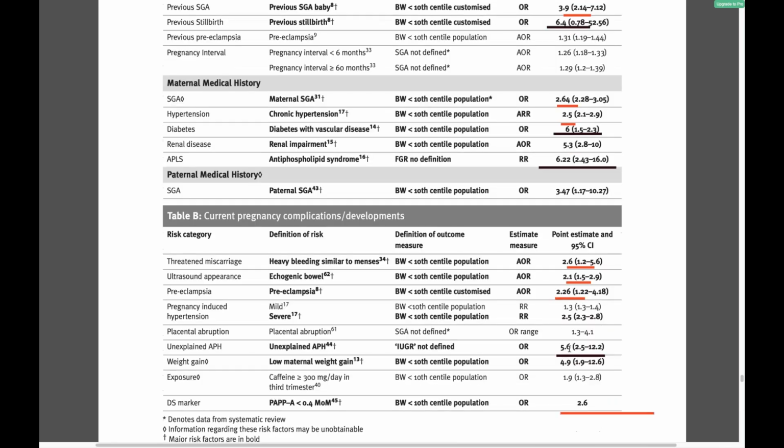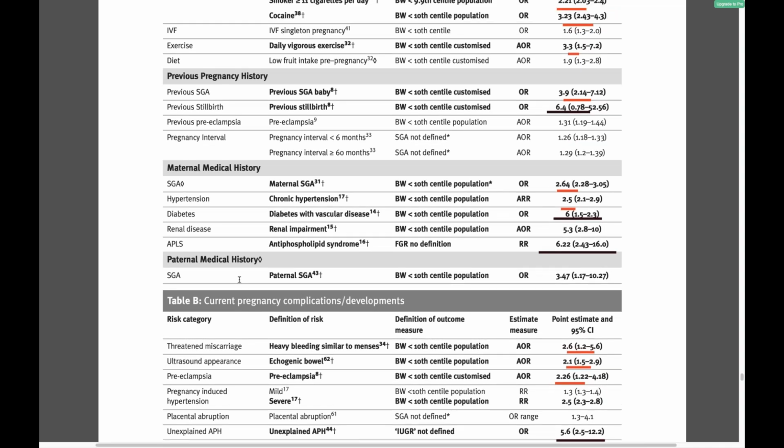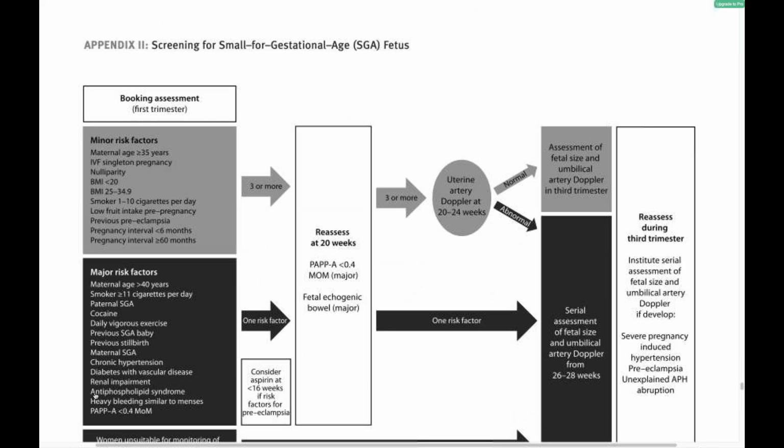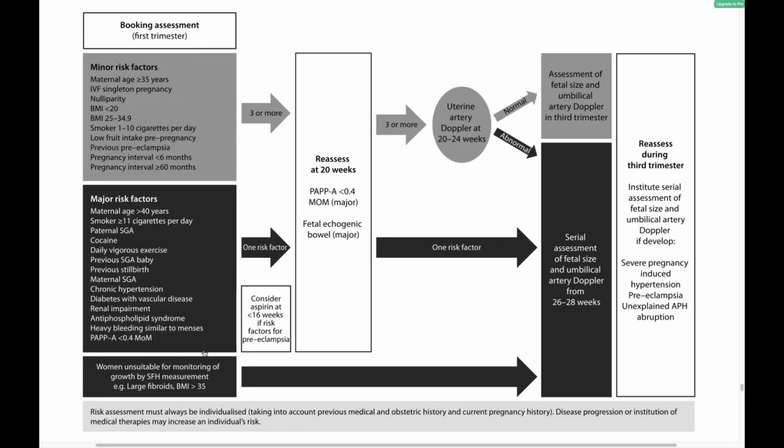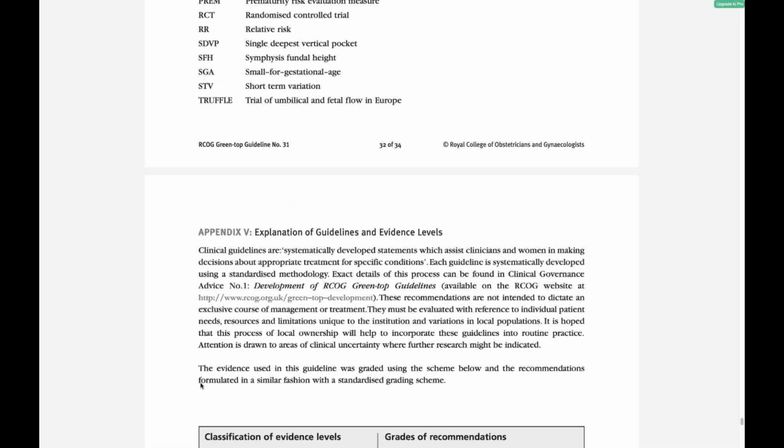Apart from this, you can remember this also: unexplained APH is 5.6. This minimum knowledge is important, because sometimes they will give you an SBA with all choices, and you have to find which of the factors has the highest probability of the baby having SGA. That can only be answered with this table. This part I have explained already, and this also I have explained. So that's all about the guideline.